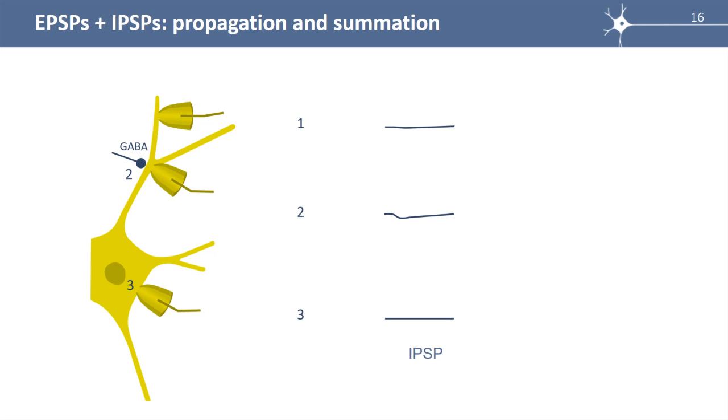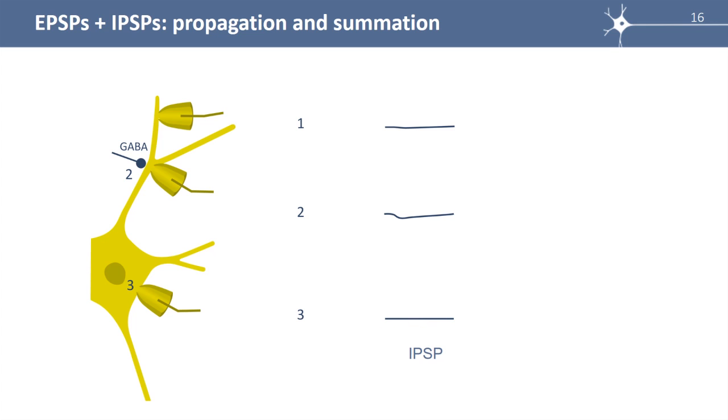Now, if the GABAergic synapse, which is also on the same dendrite, is active at point 2, its point of initiation, we see a small hyperpolarization. Once it propagated to point 1, it's of course of much smaller amplitude, and propagated to point 3, nearly nothing. It does not exist.